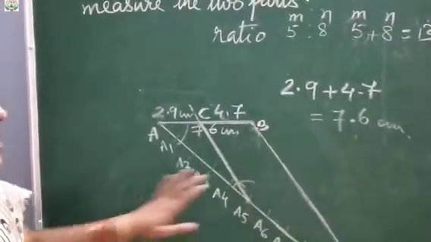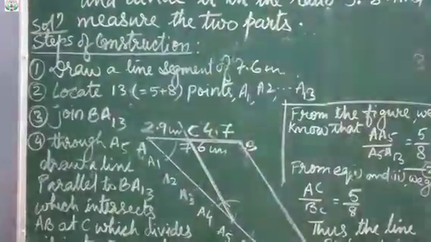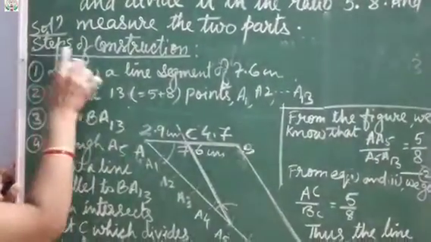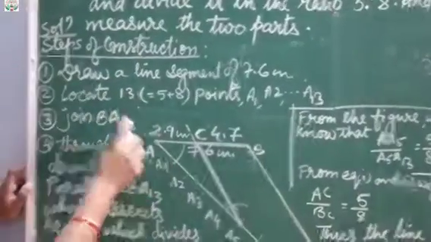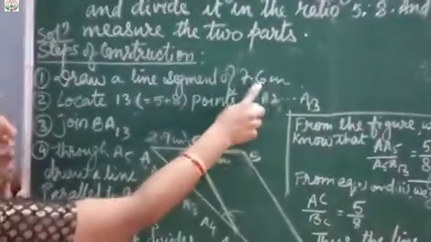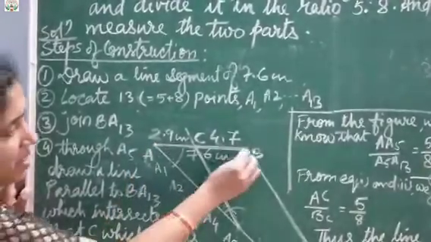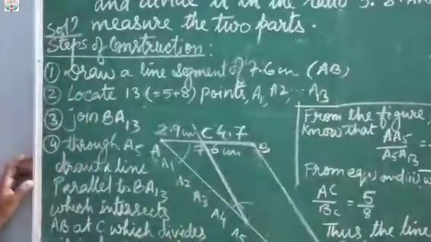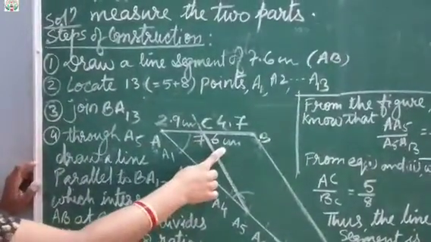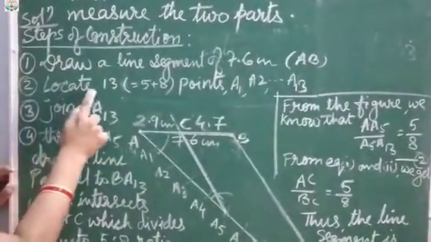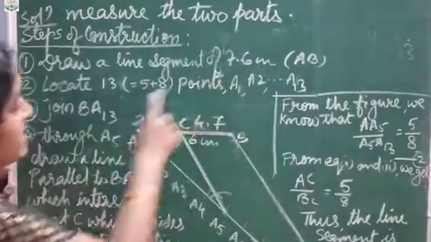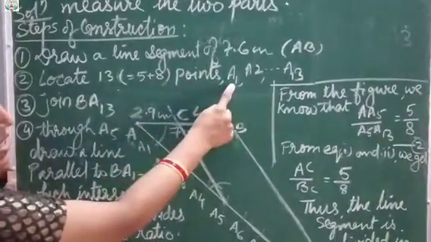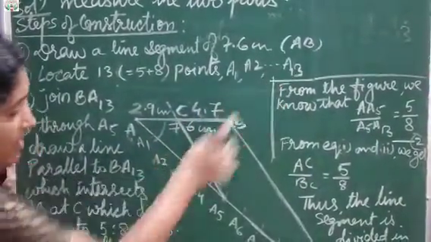Okay. Now we will see the steps of construction. After the construction part, we will write the steps of construction. First, what did we do? Draw a line segment of 7.6 cm. This line segment is AB. AB equals 7.6 cm. After that, locate 13 points, because 5 plus 8 is how much? 13. So 13 points like A1, A2, dot dot dot till A13.